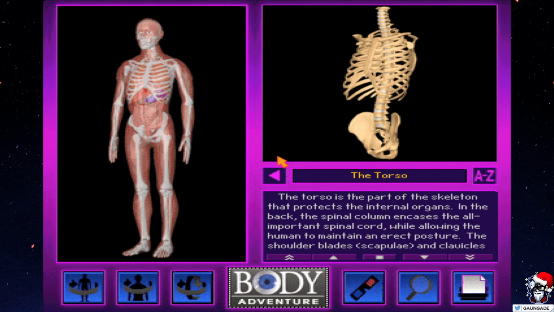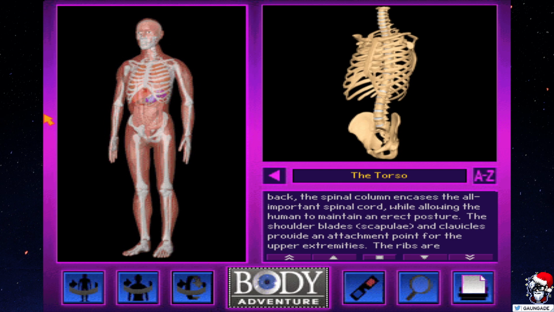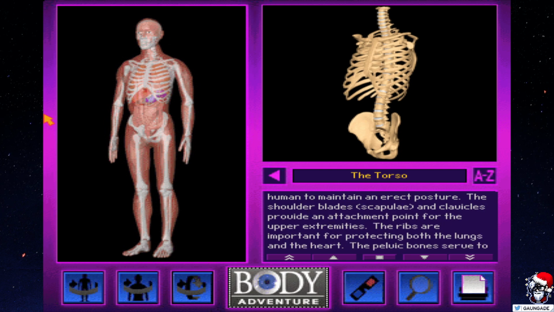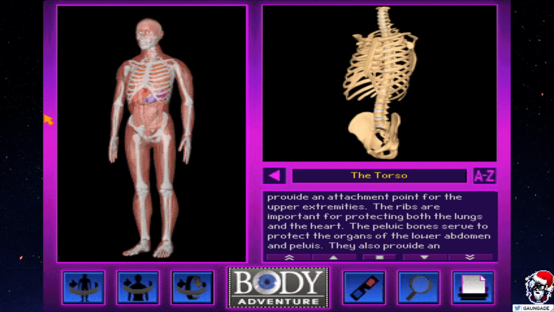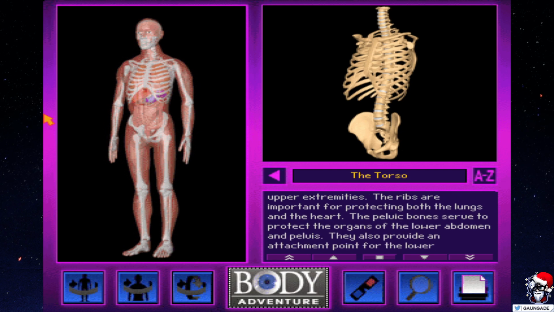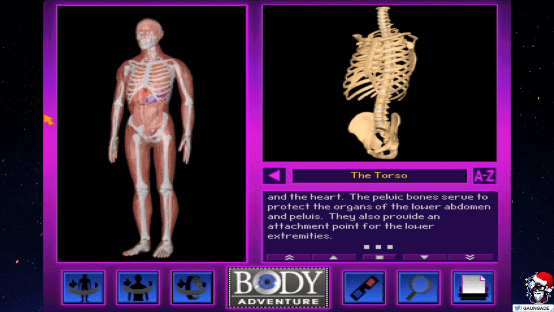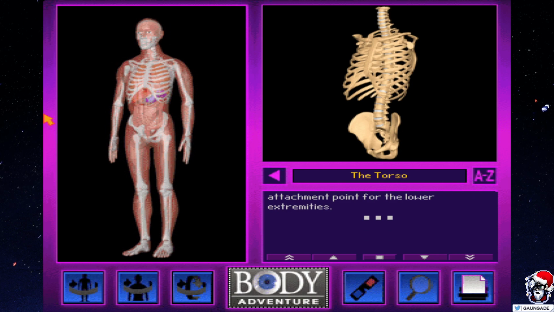The torso is the part of the skeleton that protects the internal organs. In the back, the spinal column encases the all-important spinal cord while allowing humans to maintain an erect posture. The shoulder blades, scapulae, and clavicles provide an attachment point for the upper extremities. The ribs are important for protecting both the lungs and the heart. The pelvic bones serve to protect the organs of the lower abdomen and pelvis. They also provide an attachment point for the lower extremities.